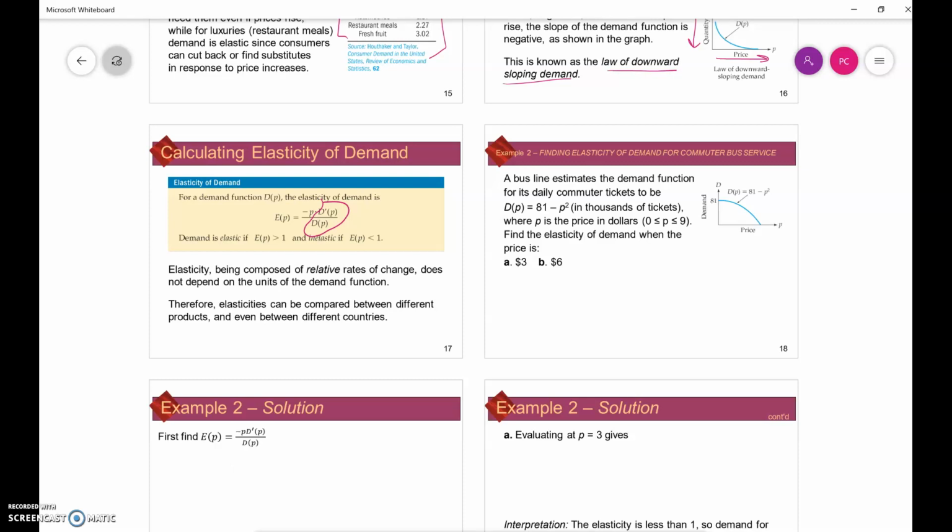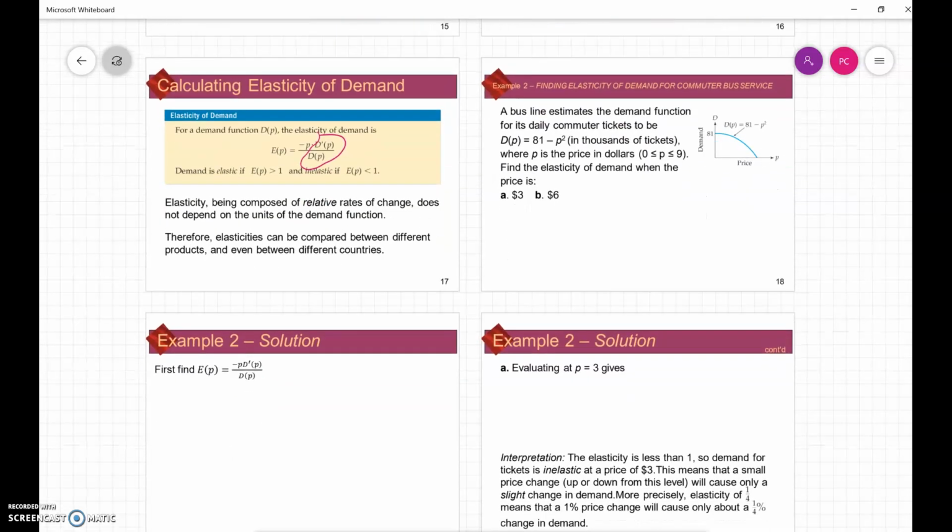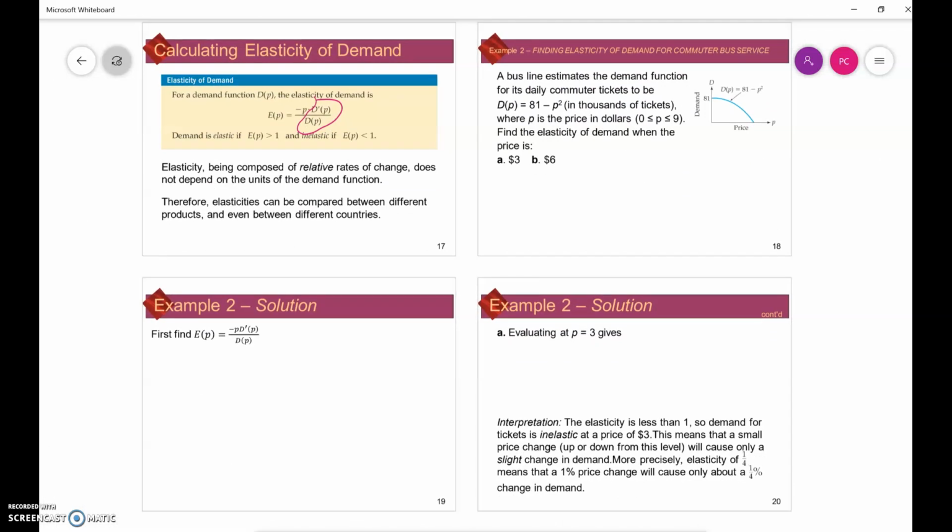Okay, so looking at example 2. It says for a bus line, they estimate the demand function for its daily commuter tickets to be D of p equals 81 minus p squared in thousands of tickets, where p is the price in dollars between $0 and $9. We need to find the elasticity of demand when the price is $3 and also when the price is $6. So the first thing we have to do is find E of p. So we need to find E of p first, and that's where we're going to go.